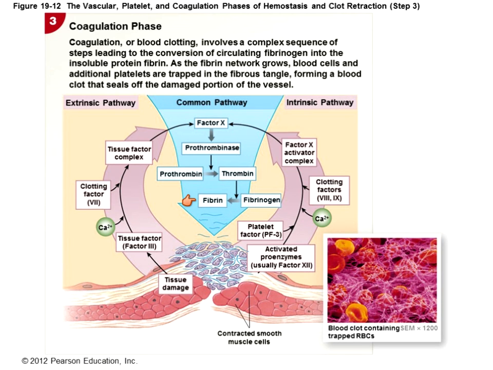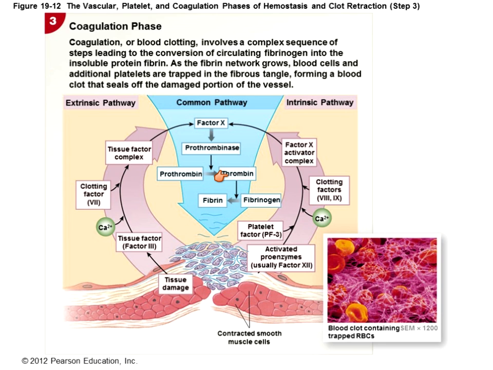What you need to remember about this coagulation phase, where does the extrinsic pathway start? Why is intrinsic called intrinsic? Because the factors that are released are coming from inside the bloodstream, and extrinsic because the factors that are released are coming from damaged tissues within the vessel wall.